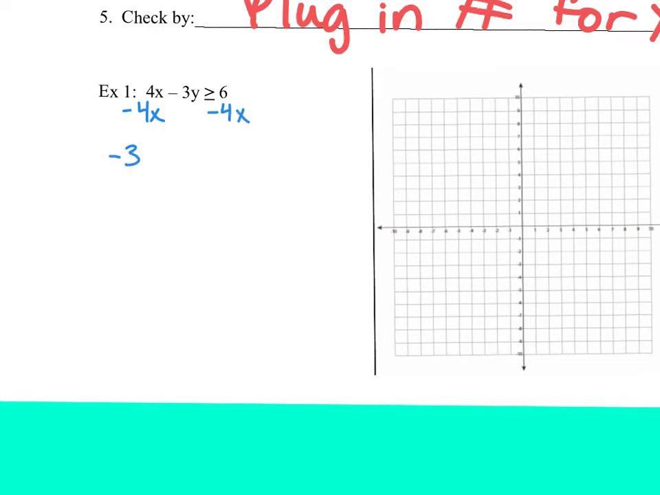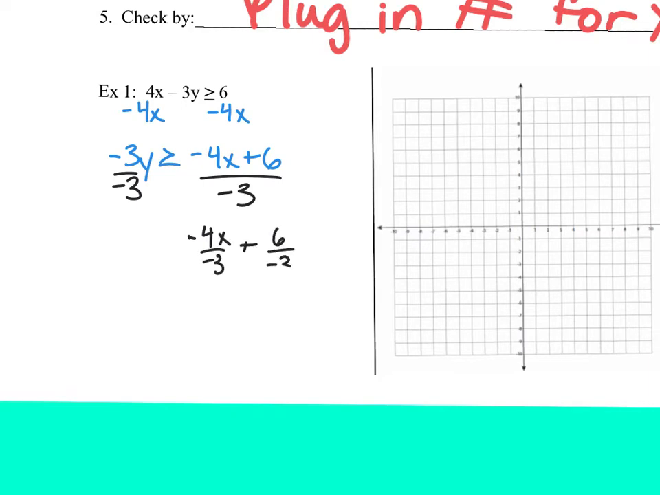So this just becomes negative 3y is greater than or equal to 6 minus 4x, or just negative 4x plus 6. Either way, it means the same thing. Okay. Now what? Divide by negative 3. So everything gets divided by negative 3. When I divide on the right side by negative 3, I can write it like that, okay? But know that that is the same thing as negative 4x divided by negative 3 plus 6 divided by negative 3. Are we all good on that? So that's how I split that, okay? So I'm okay to write it either way. It means the same thing.